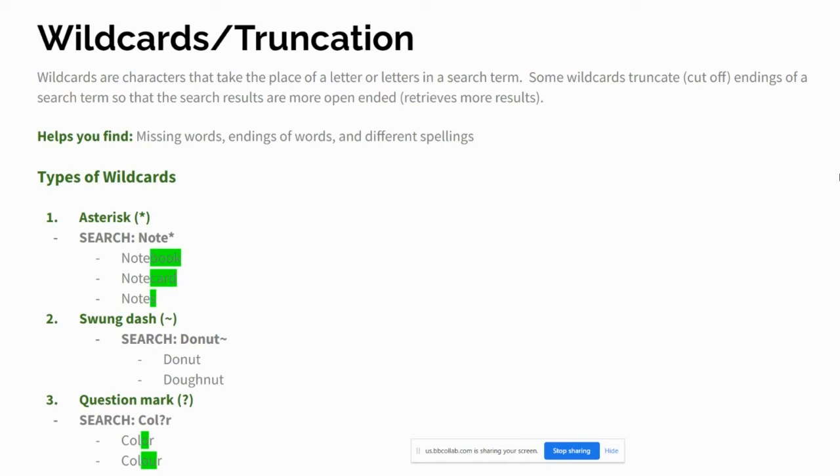And so all of these wildcards in truncation, the reason they're called wildcards is because they can retrieve a lot of different things and they can represent a lot of different things. So to kind of walk you through it again, an asterisk can help with missing words or endings of words. Swung dashes help with different spellings, and question marks help you locate a missing letter.